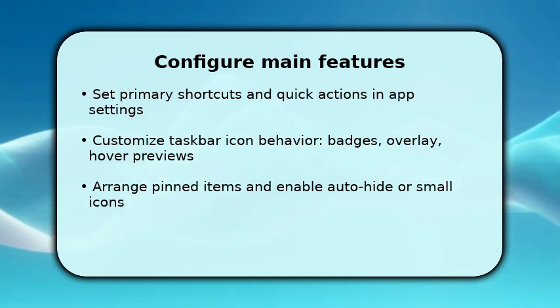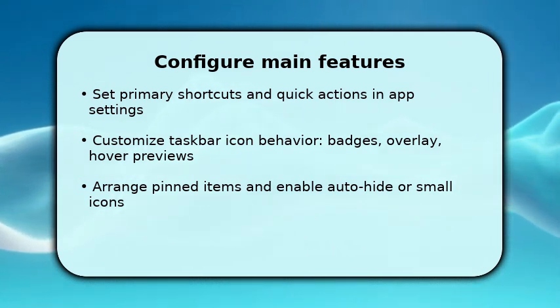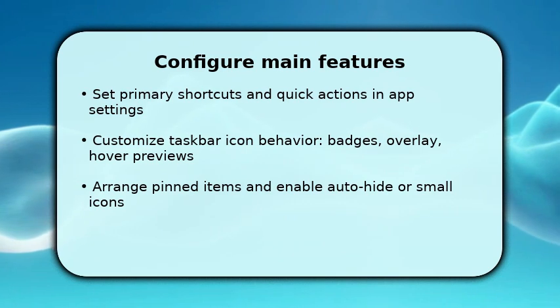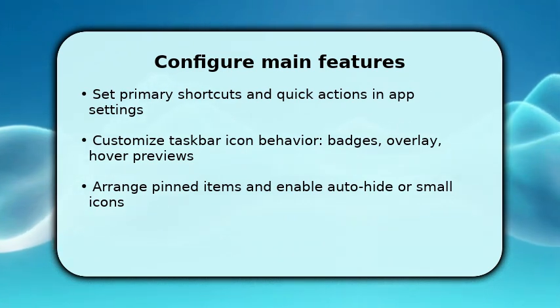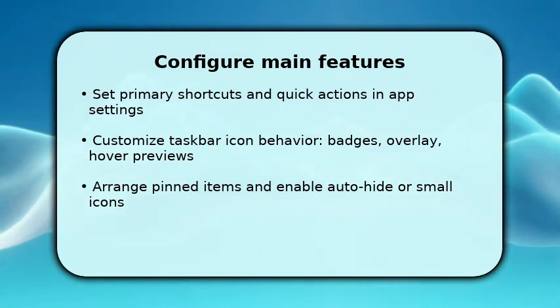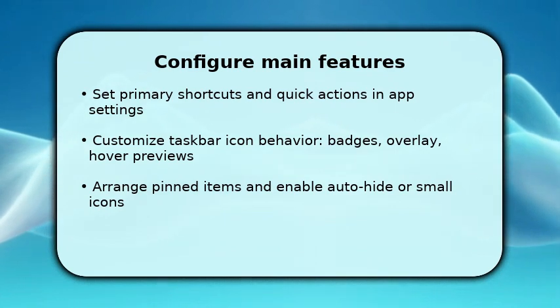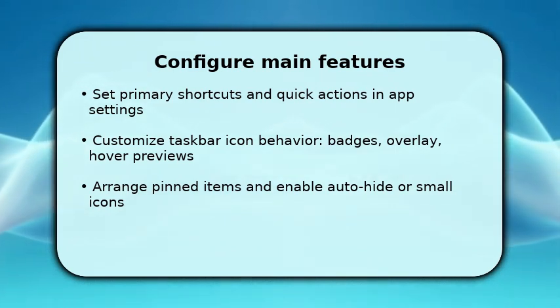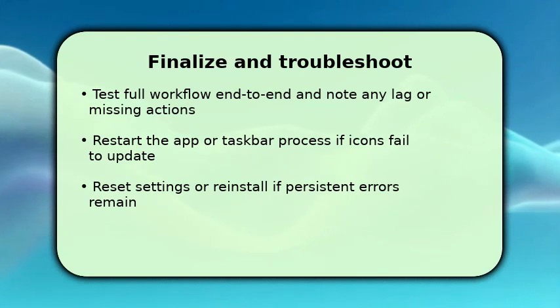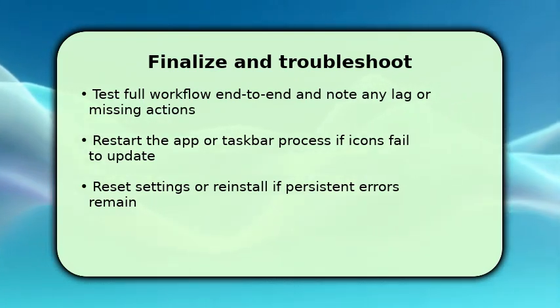Arrange pinned items into a logical order and decide if you prefer auto-hide or compact small icons. This reduces clutter. Once arranged, test a shortcut and a preview to confirm everything responds as expected. Finish by running a full workflow from the taskbar. Launch, perform the action, and verify results.